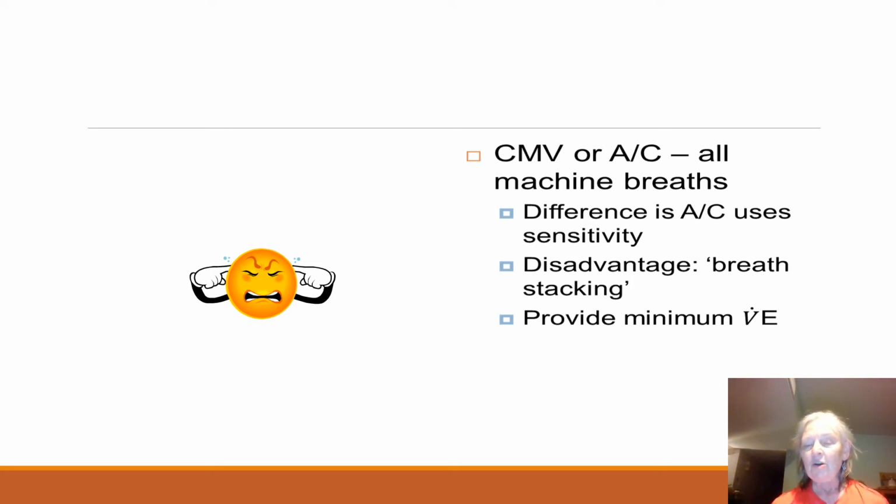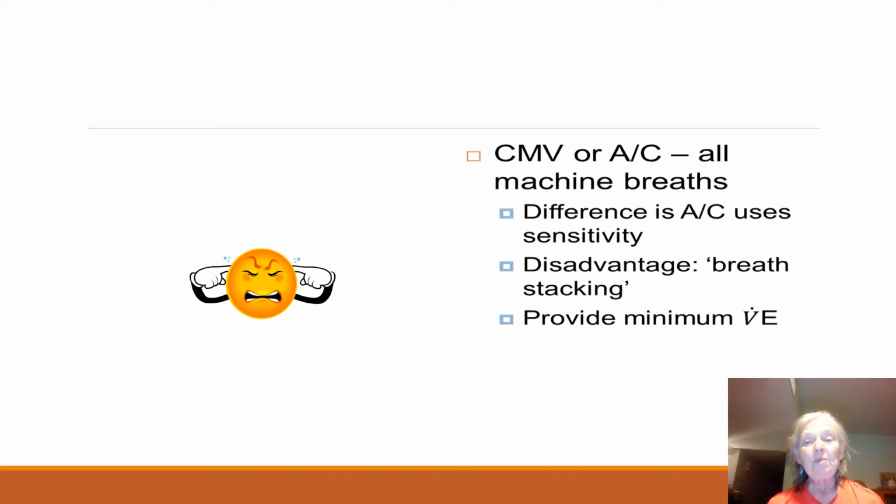Remember, the patient can go ahead anytime they want during that total cycle time, hit their sensitivity and receive that machine breath. However, if they're too close to the set regular breath, remember the machine is going to deliver its breath right on top of wherever that patient's spontaneous breath may be at that particular point.